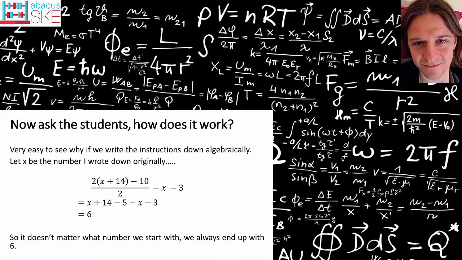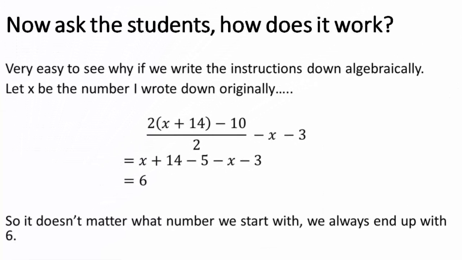So yeah, it's really quite straightforward if you think about it algebraically. First thing I got them to do was add 14, and then I asked them to double it, then I asked them to take away 10, then I asked them to halve it, which is divide by 2, then I asked them to take away the number they started with, and then I asked them to take away 3.